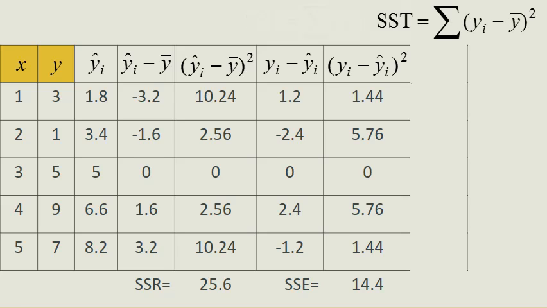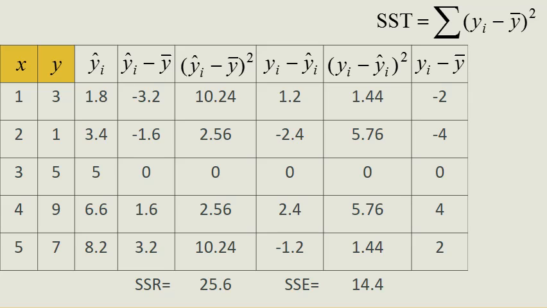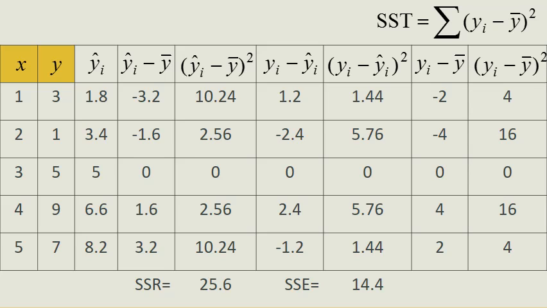Finally, we'll do the total sum of squares. The formula uses only y and y bar. First, we'll subtract y bar, or 5, from every y value to get these numbers. Next, we'll square them to get these numbers. And the sum of these squares is equal to 40, and that is our total sum of squares. And you can see that, as usual, the other sums of squares add up to the total sum of squares.